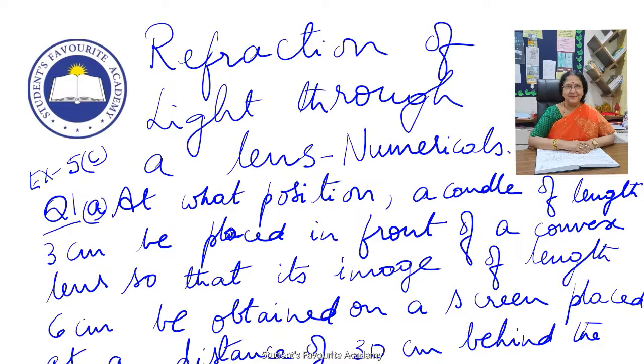We will be doing the numericals of the chapter Refraction of Light Through Lens. Okay, so this is your exercise 5C. There are no numericals in A and B.